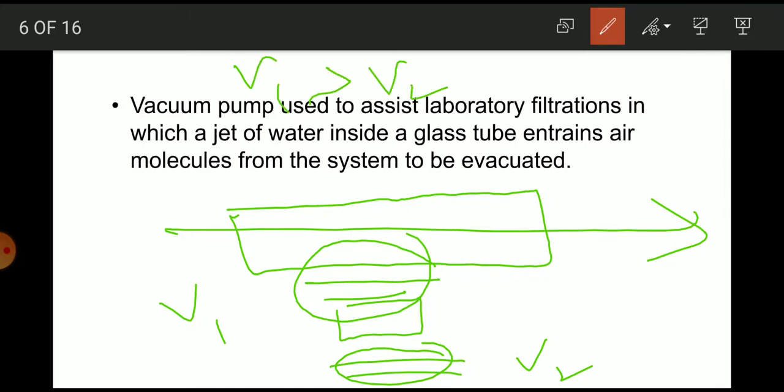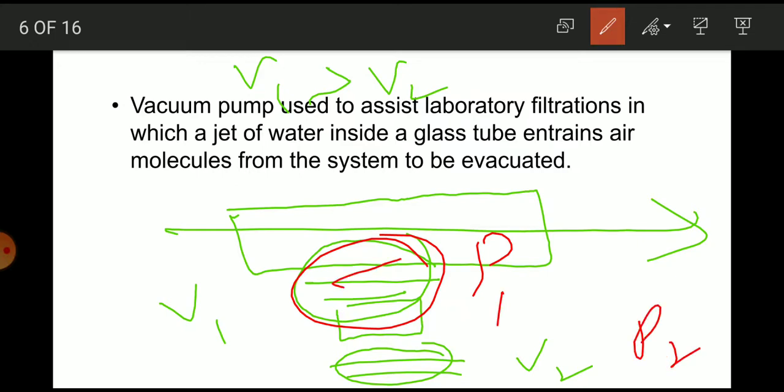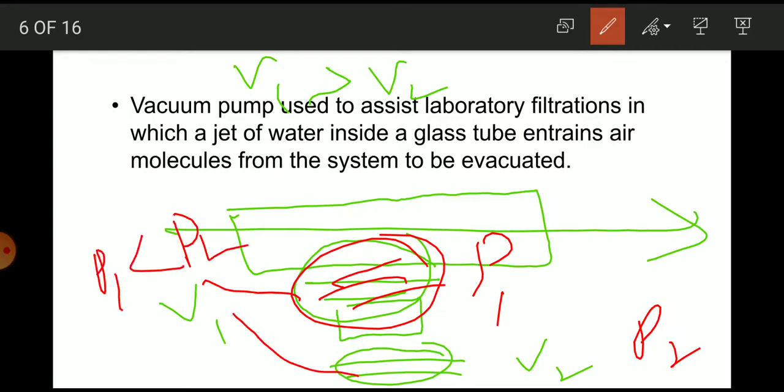So I will use red. Here the speed is high, so pressure is p1, and here pressure is p2. So where speed is high, pressure will be low. So here pressure p1 is less than p2. Here the pressure will be high.